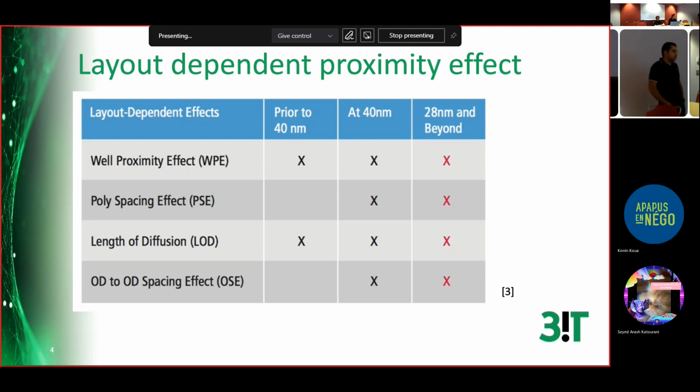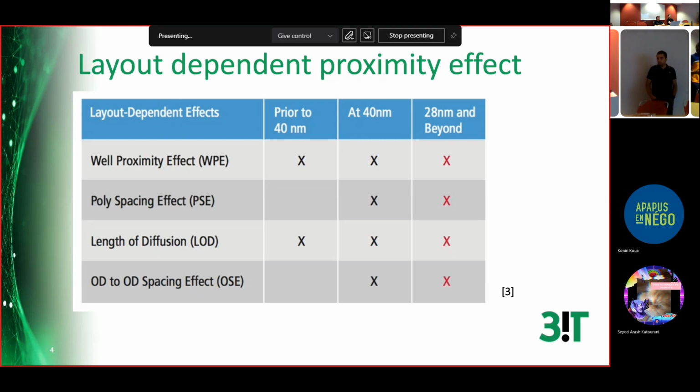And what about the last one, OD to OD spacing, what is that? OD to OD spacing was not something we cared about very often. I didn't care about it in any of the projects, but if you have one device that ends here and another OD starting here, there is this spacing here also.